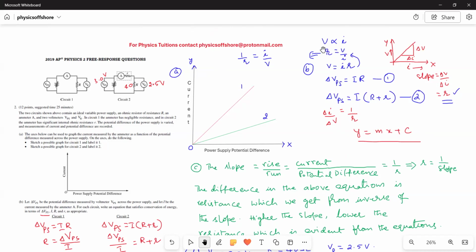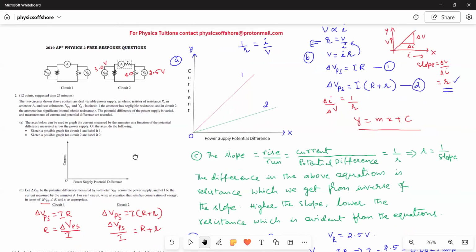The same thing I represented here. V is proportional to I, or V is equal to IR. Therefore, R is equal to V by I. So if we plot a graph of voltage versus current, the graph will be like this. It follows the equation y is equal to mx plus c, and the slope of the graph gives the resistance. But here, he is asking us to draw a graph between current versus potential difference. So that thing we should keep in mind.